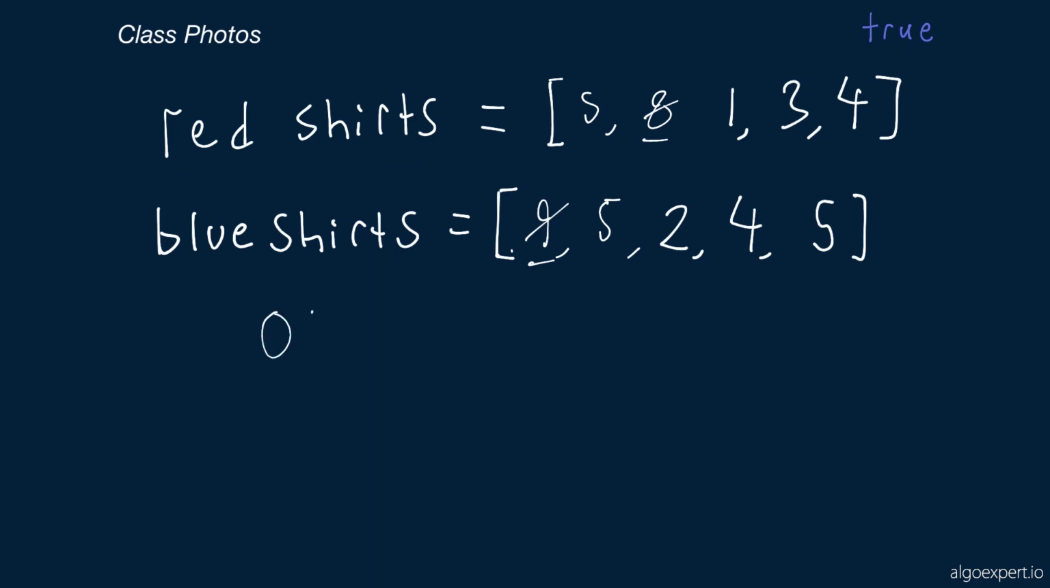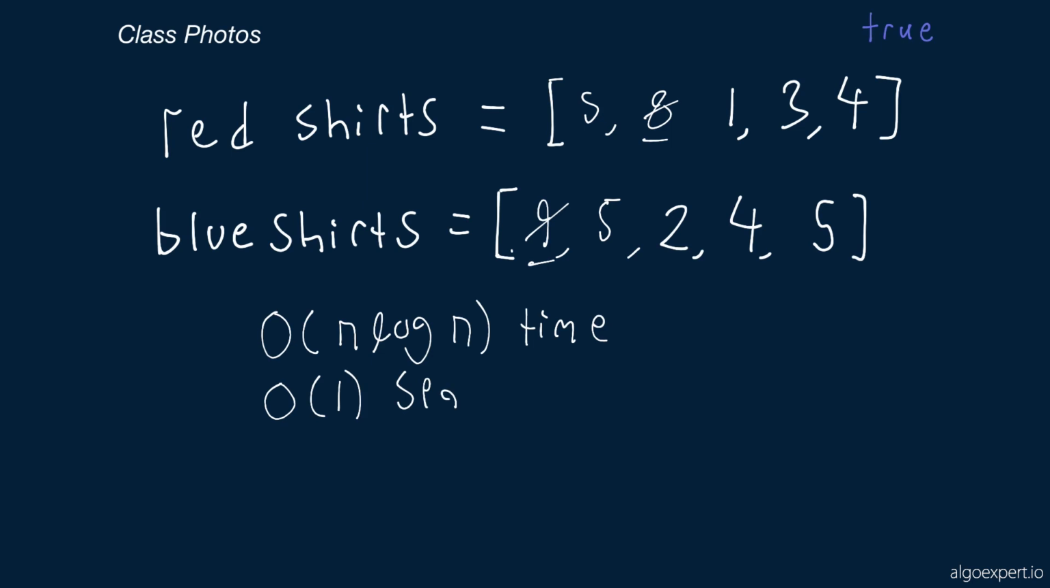This algorithm is going to run in big O of n log n time. And this is going to take big O of 1 or constant space. We don't need any auxiliary space for this algorithm. We just need to do some simple comparisons where we compare the heights of the tallest students.